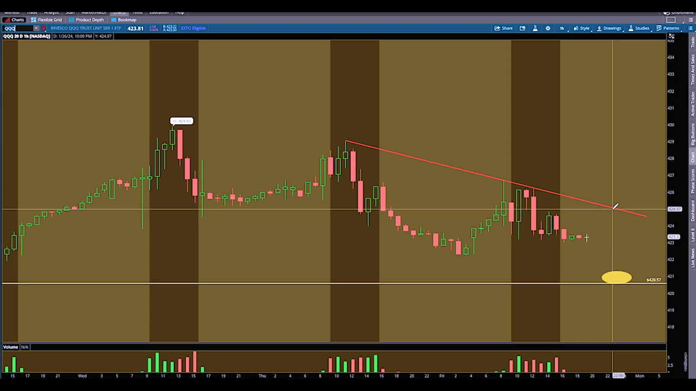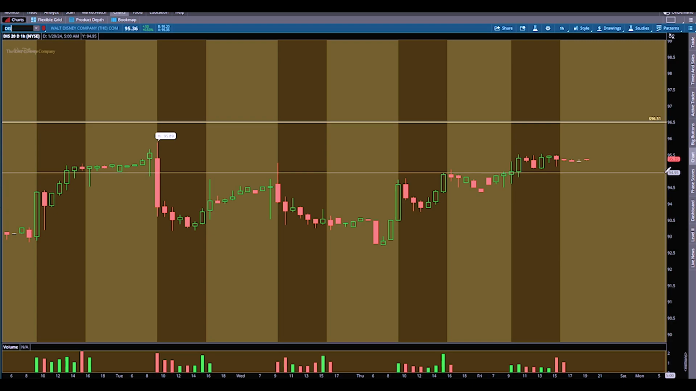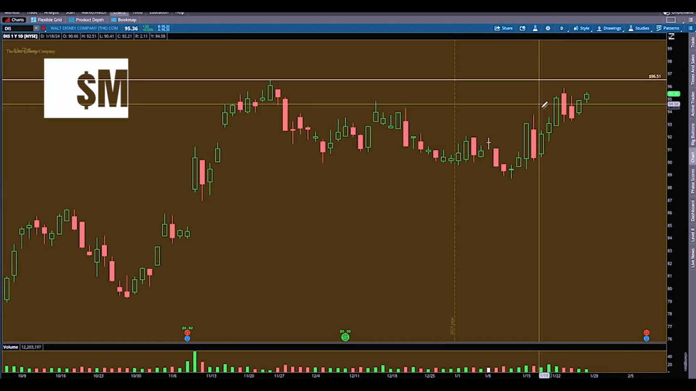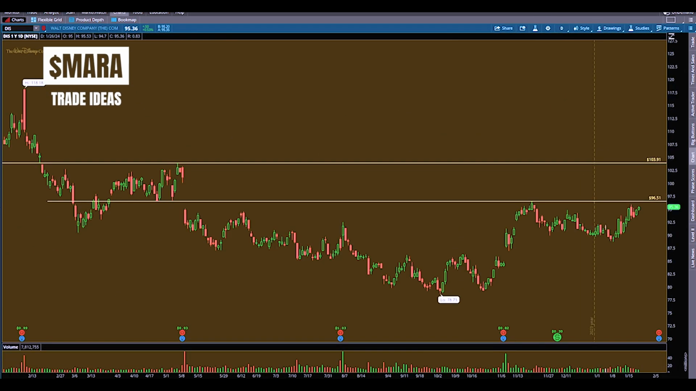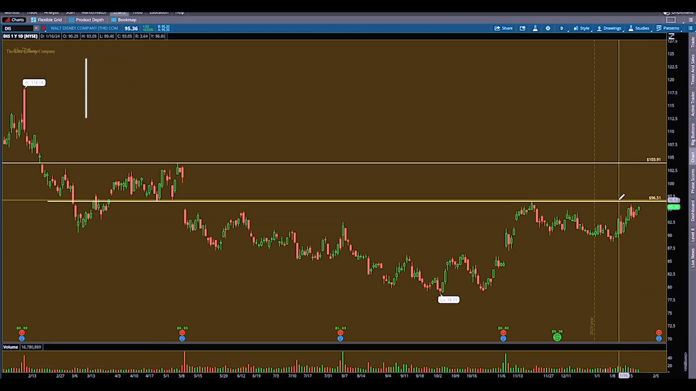Let's take a look. The individual stock I have on watch this week is Disney, ticker DIS. So what I'm looking for here is, you can probably see it on the daily better. Let's take a look here. Zoom out just a little bit. Yeah, looking for a break above this 96.51 for a possible call entry.